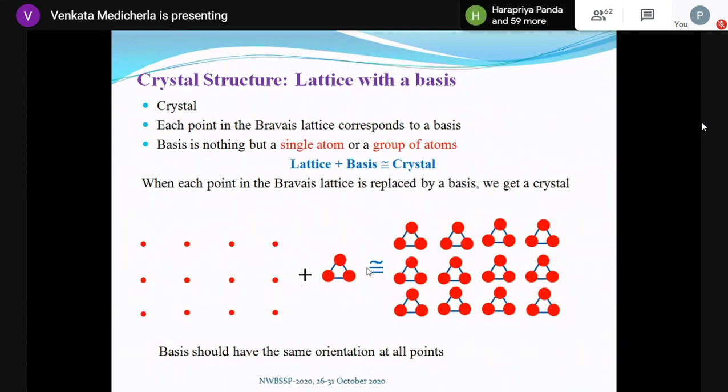Now, if you want to get the crystal, what should I do? You just remove these lattice points, and at each point you put this basis. So this is my crystal. This is real. You can see the crystal, but you can't see the lattice. So once you do this, you get a crystal like this.